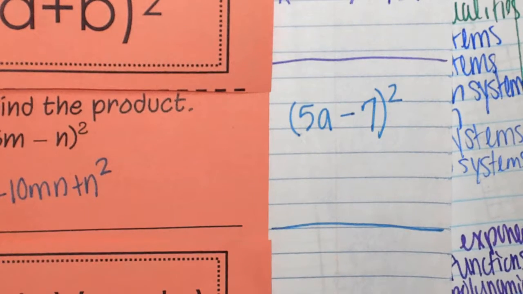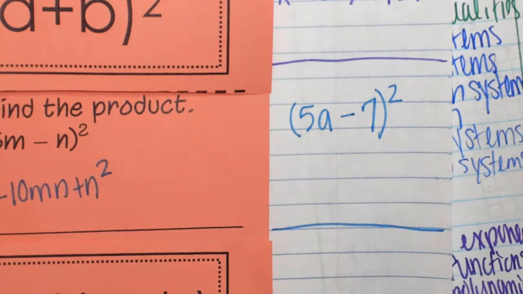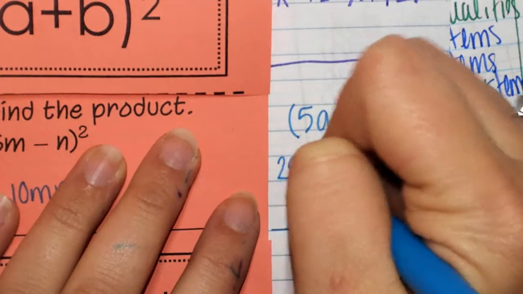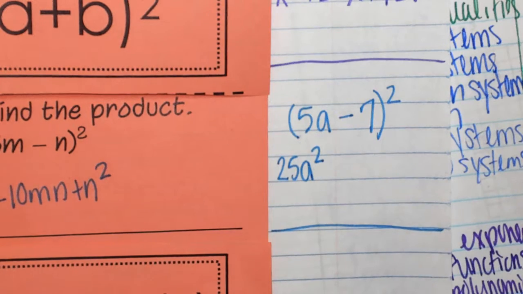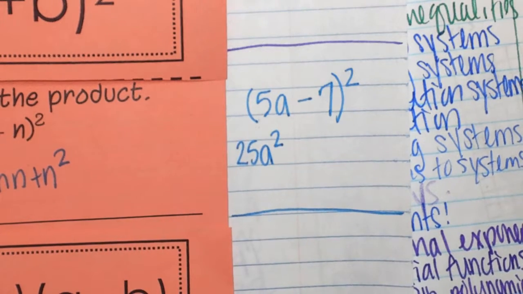All right, step 1 is to square a. So we have to square 5a. So what is 5a squared? 25a squared. Okay, look at us go. It's like we're learning something. Let's just make sure everybody sees where we got that 25 from.